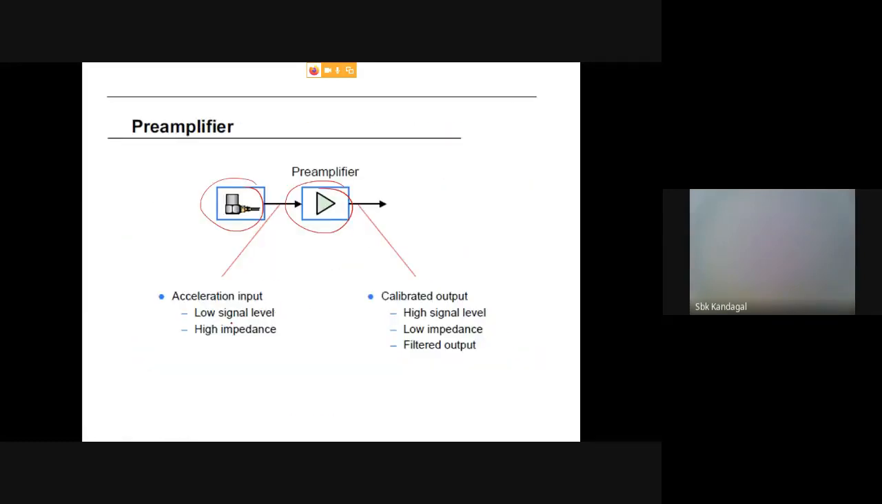Preamplifiers are used for low signal level and high impedance. These are typically the characteristics of the signals that are coming out of the accelerometer. Once you send it to the preamplifier, the signal will get amplified and impedance will get reduced. It will be in terms of something like giga ohms, and it will get reduced into kilo ohms.